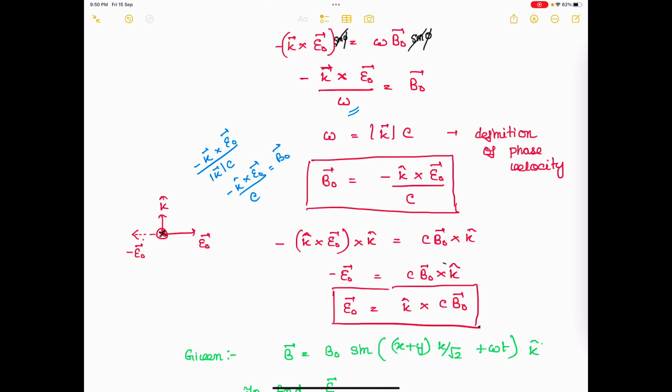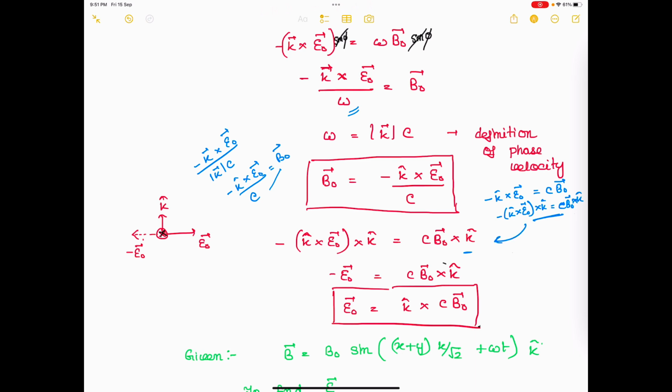But what about E naught in terms of B naught? So what we will do is multiply it with c. Yes, I multiply it with c. Therefore we get, as I have written here, minus k cap cross E naught, which is already there, equal to c into B naught. Now I cross both sides with k cap. So it becomes minus k cap cross E naught, crossed with k cap on both sides. So it will be c B naught cross k cap, right?